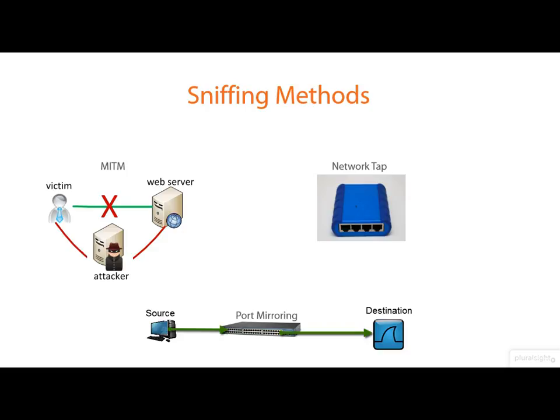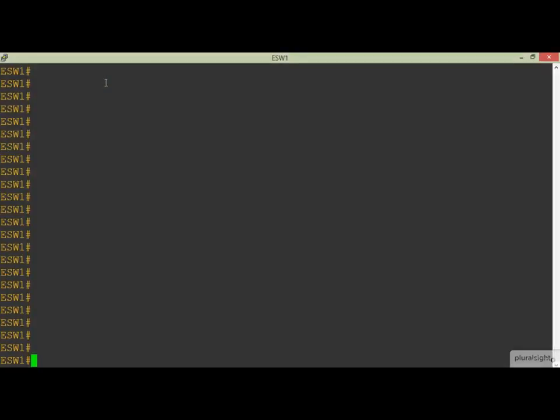Now it's time for the cool stuff. Let's see a demo of how to set up port mirroring on a Cisco switch. As you can see, I'm already connected to the console of the Cisco switch. To enable port mirroring, you issue a command that forces the switch to copy all traffic on one port to another port. Let's see the list of ports on this device.